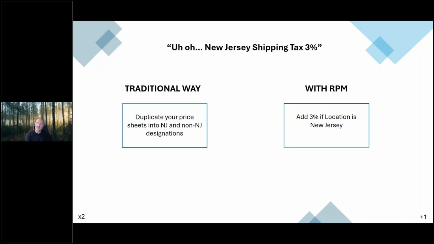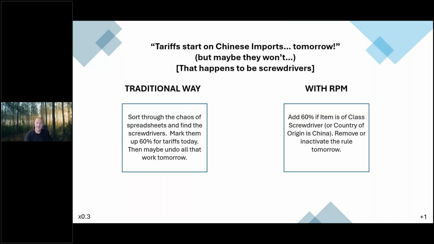And while these are just examples that may not apply to you, you can imagine that as your business grows, things like this come up. They absolutely do. How about this one? Let's do a tariff on Chinese imports starting tomorrow. And then tomorrow, maybe we won't. And in this inventory system, our Chinese items happen to be screwdrivers. So if you're in the traditional model, you're going to go through roughly 30%, because 3 out of 10 were screwdrivers in our inventory.